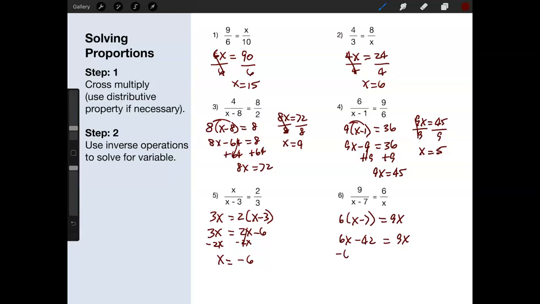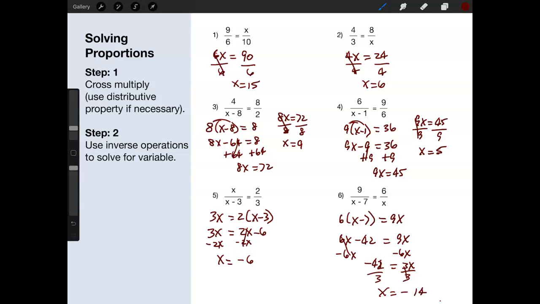We subtract 6x from both sides. This cancels. We have negative 42 equals 3x. Divide both sides by 3. We are left with x equals negative 14.